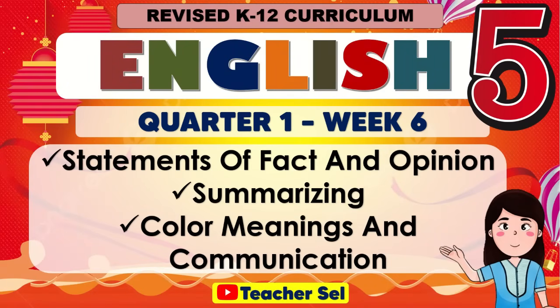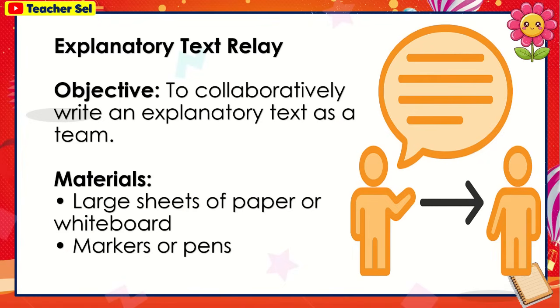Revised K-12 Curriculum, English 5, Quarter 1, Week 6. Our topic is all about statements of fact and opinion, summarizing, color meanings, and communication. Let's have an activity entitled Explanatory Text Relay. For the objective, to collaboratively write an explanatory text as a team. For the materials, we have large sheets of paper or whiteboard, markers or pens.